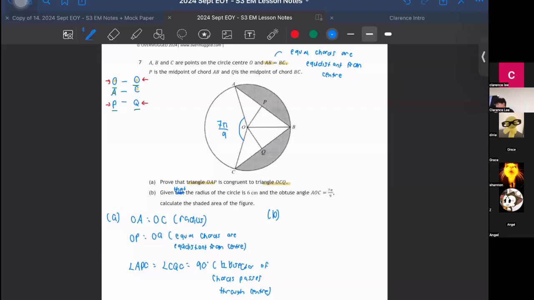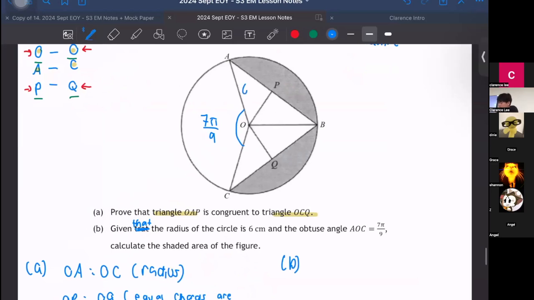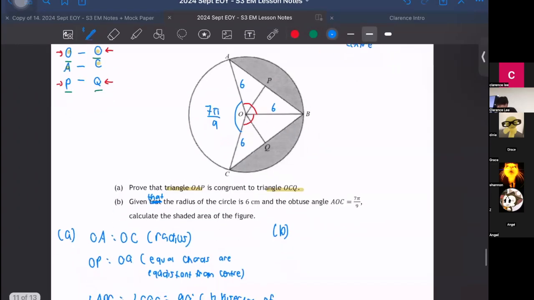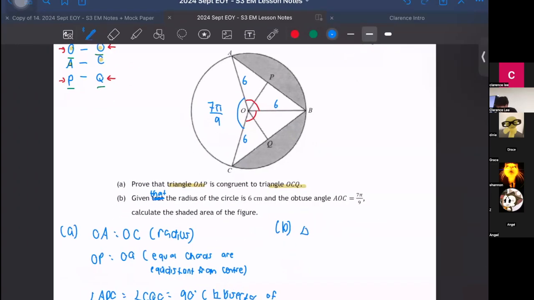So to calculate the area of the shaded figure, the safest method is to use your sector area minus away your triangle. Because you know that your radius is 6, so this is 6, 6, 6. Right? So sector area minus your triangle is the safest method. But to find the area of the sector or the triangle, you must first know what these two angles are. So what you need to do here is prove to me that triangle OAB is congruent to triangle OCB. So what you need to write now is, okay, triangle OAB.